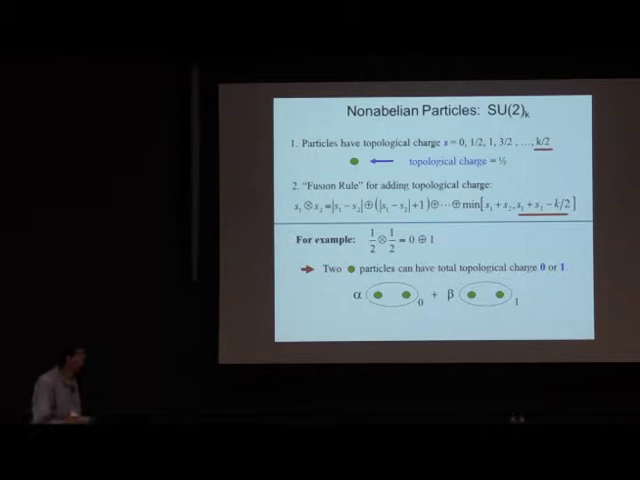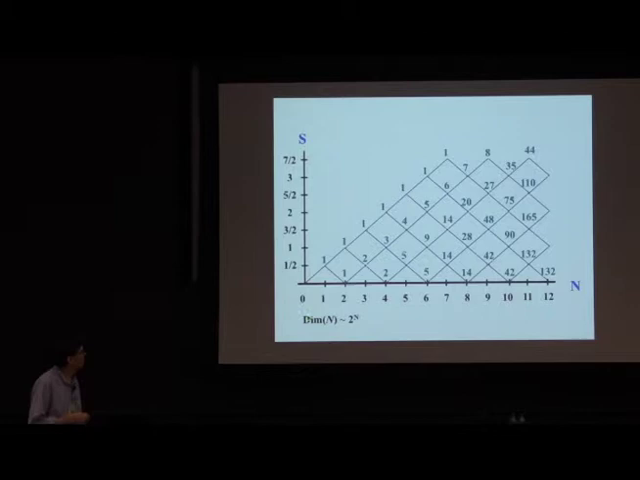So here's this Bratteli diagram showing, for ordinary spin, that if you work out the dimensionality, as you might expect, for n spin 1/2 particles it grows as 2 to the n.